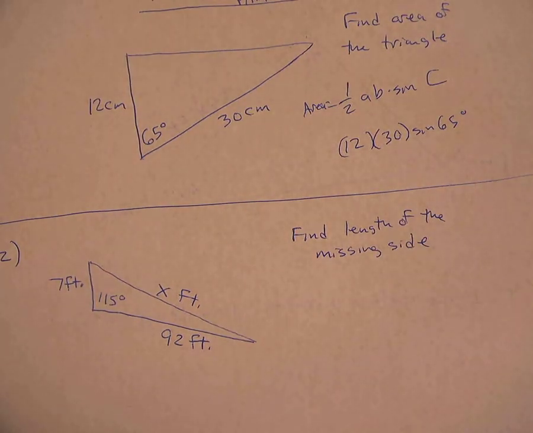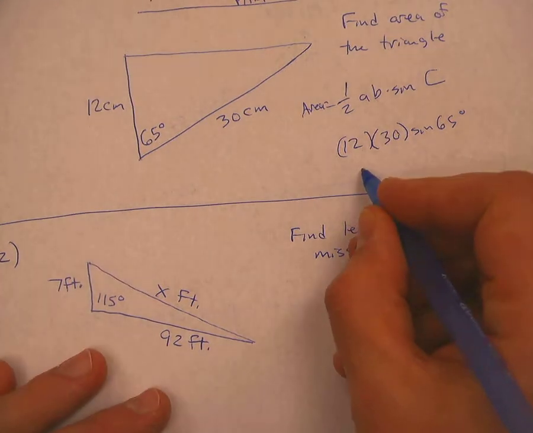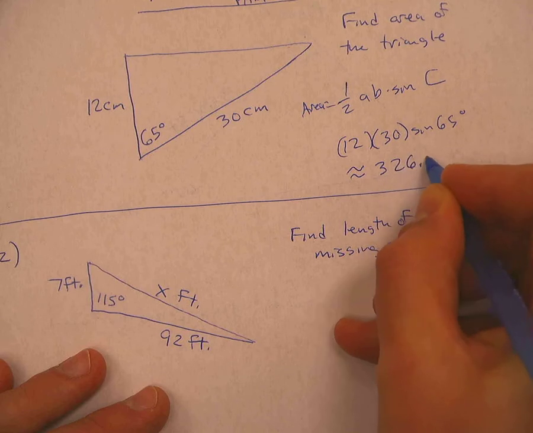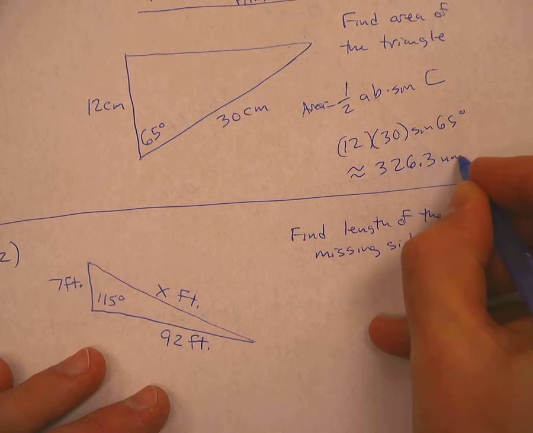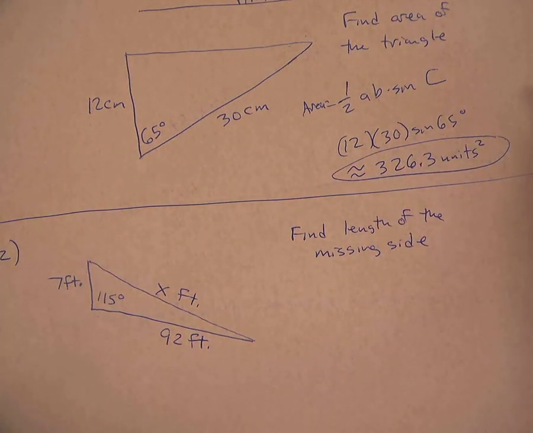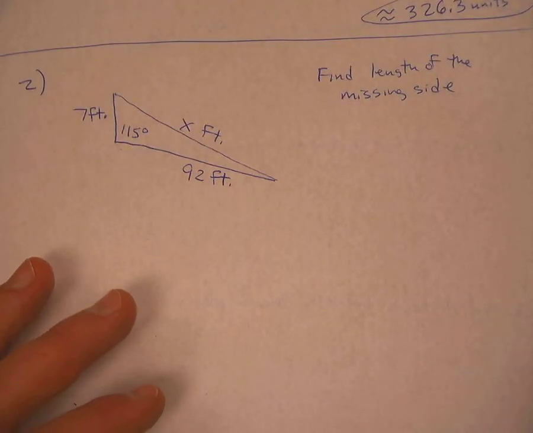Now our calculators figure that out. 12 times 30 times the sine of 65. And you get approximately 326.3 square units. So whatever the units would be, that's what you'd use right there. And again, make sure your mode is in degree mode when you're doing this. That's very important. All right, next, want to find the length of the missing side.